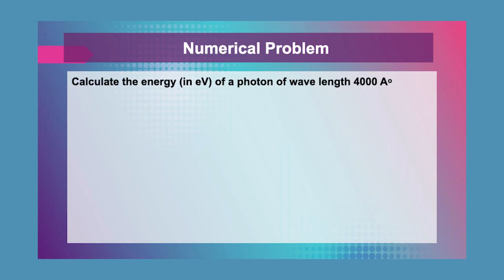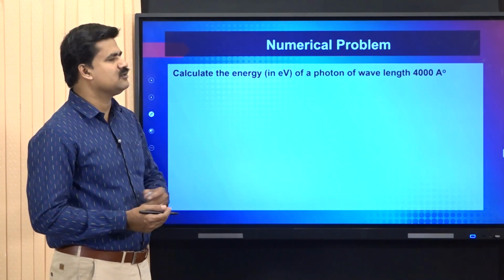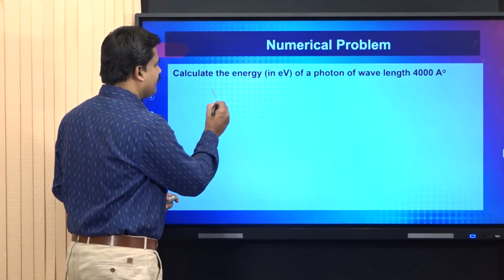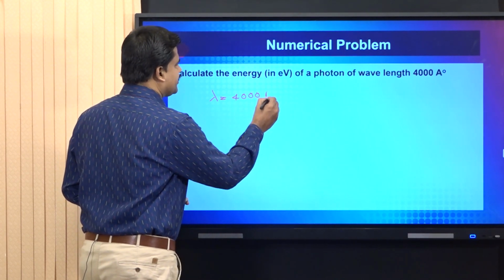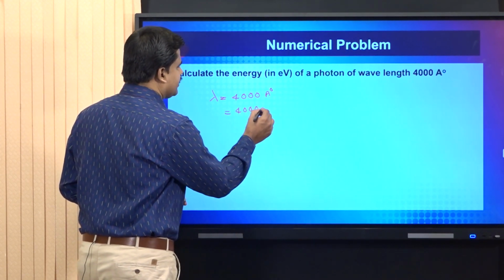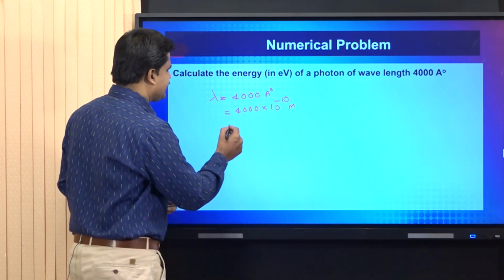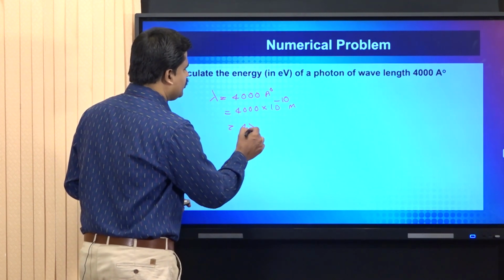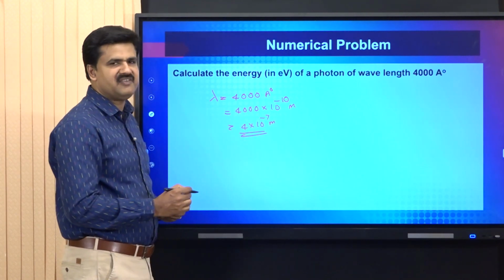Calculate the energy in electron volt of a photon of wavelength 4000 angstrom. That is, you are having a photon of wavelength 4000 angstrom. In this problem, lambda is given as 4000 angstrom, that is 4000 into 10 raised to minus 10 meter, that is 4 into 10 raised to minus 7 meter. This is the given wavelength.